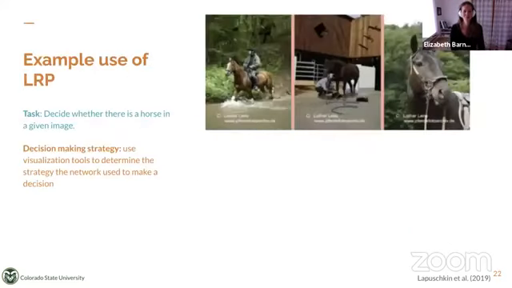So here's a fun example use of LRP that came out of the group who invented this technique. So here's our task. Everybody, here's your task. I want you to decide whether there is a horse in each of these images. Okay, so a network, a CNN, was tasked with this very job, and it got them all right. It figured out that there was a horse in each one of these three images. And as humans, hopefully you've all also agreed there's a horse in each of these images.